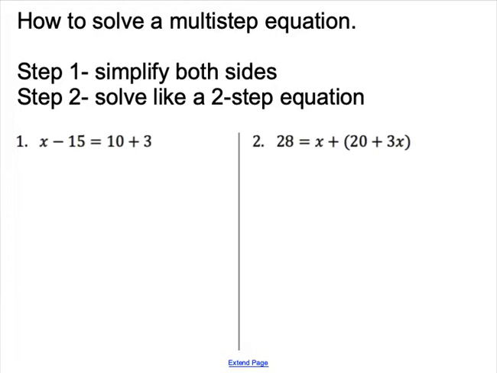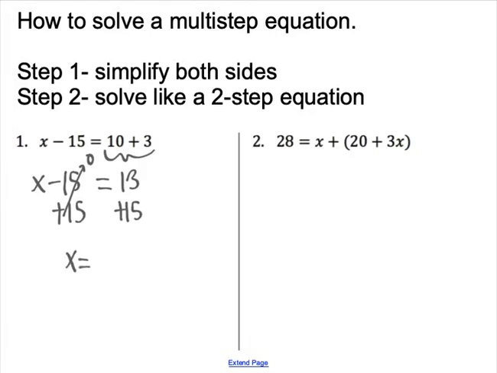So step 1 here, simplifying both sides. I see 10 plus 3 here. That's 13. So I'm going to simplify that. Next, we solve it like a regular equation. We need it to be x plus 0. So the negative 15 needs a plus 15 to get to 0. We do it to both sides. We get x equals 13 plus 15 would be 28. So x equals 28 would be our answer.